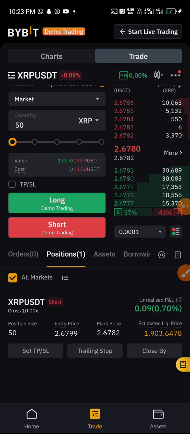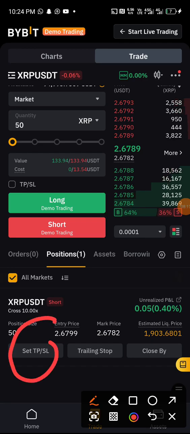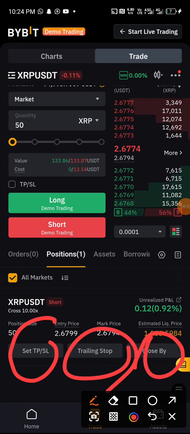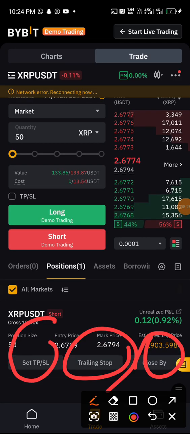We have talked about stop loss before, where we showed how to set the stop loss. This is where you can close your trade. This is a trailing stop. So I think in this trade, our aim here is achieved. Now you know how to use leverages. Aside from that, if you still have any question, you can drop it in the comment section and I will attend to you ASAP.